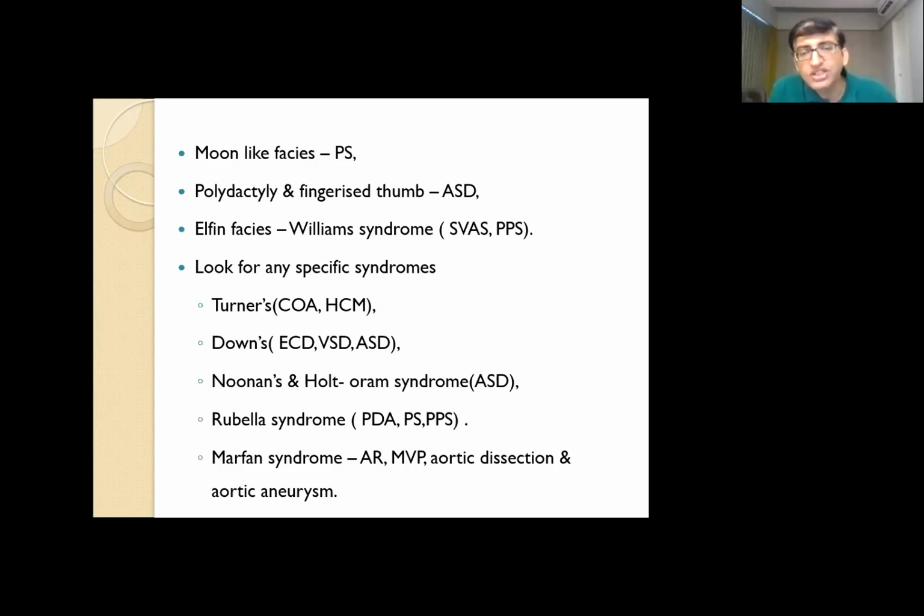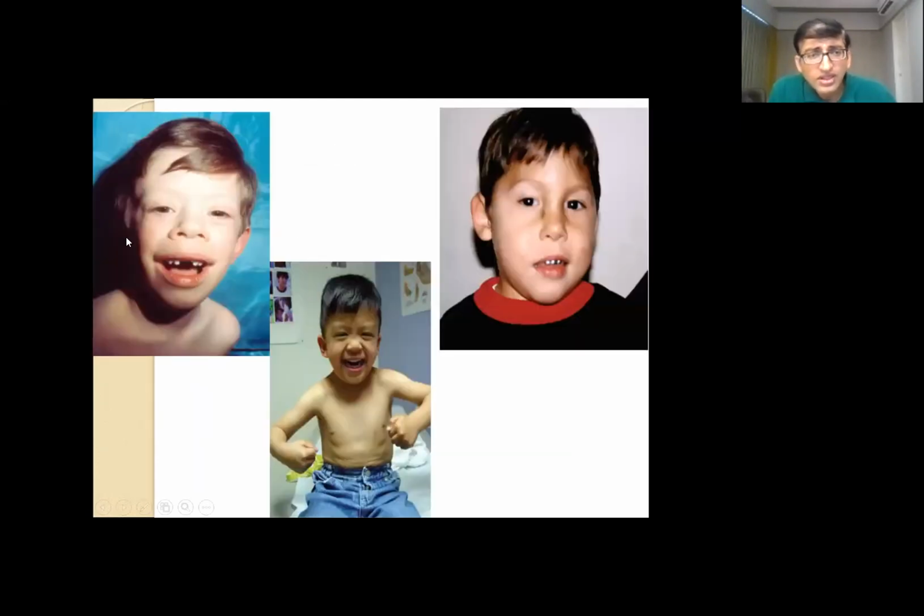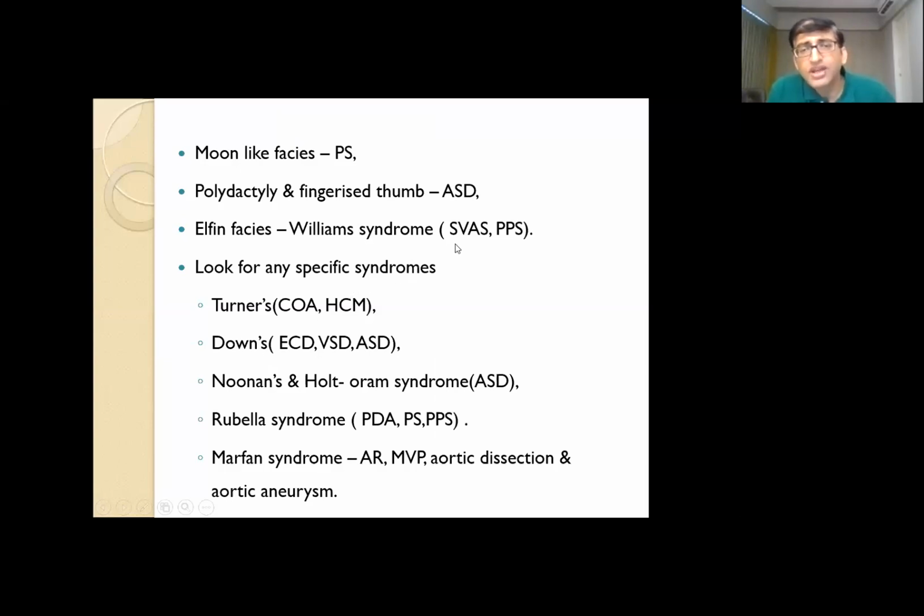The specific features pertaining to particular heart diseases are more theoretical. Moon-like face is seen in pulmonary stenosis. Polydactyly, fingerized thumb is seen in patients with Holt-Oram syndrome, which is common with ASD. Elfin face, Williams syndrome. This baby is a Williams syndrome baby, where supravalvular aortic stenosis and peripheral pulmonary artery stenosis are common.